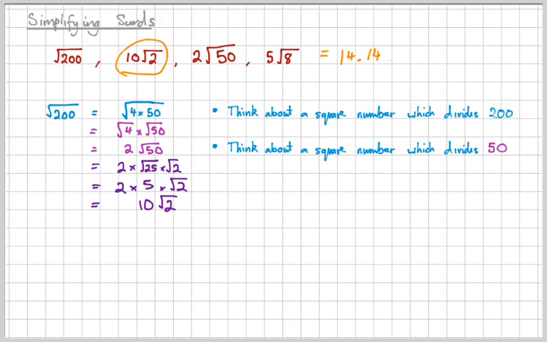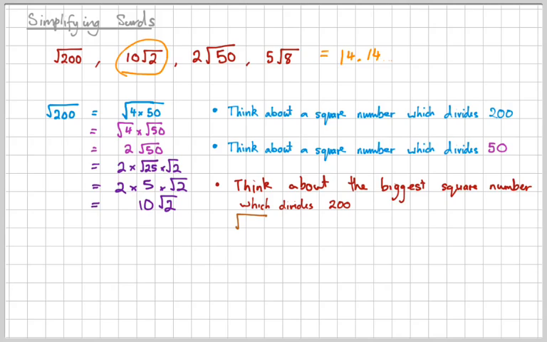We could have done this quicker. Okay? We could have done the same calculation quicker by thinking about the biggest square number which divides 200. So if you think about root 200, what's the biggest square number that divides 200? Well, that is 100. So I can write root 200 as the square root of 100 times 2. The square root of 100 times the square root of 2 is just 10 times root 2, because the square root of 100 is 10.